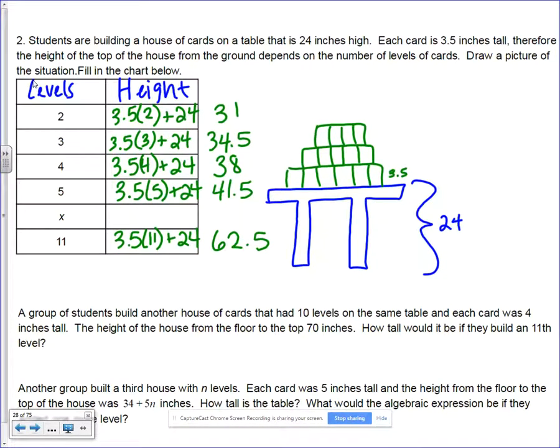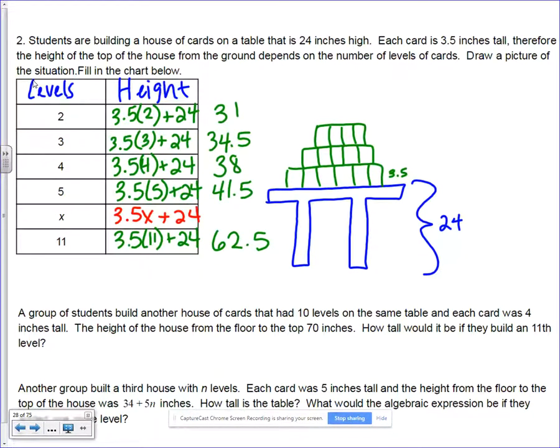So now that we have this, can you use the pattern to write an algebraic expression for any number of levels? What are we going to write here? How we doing, guys? Are we following okay?